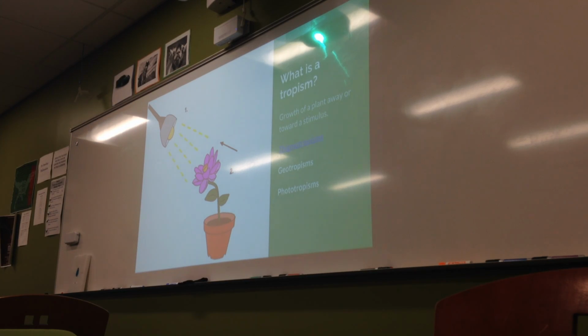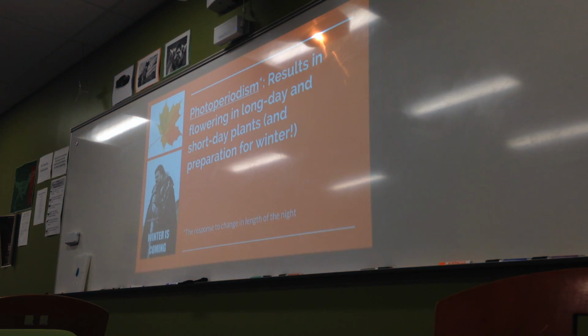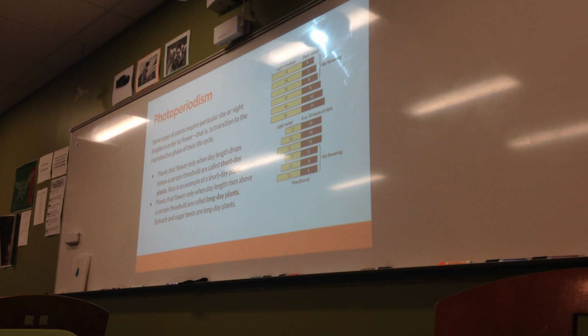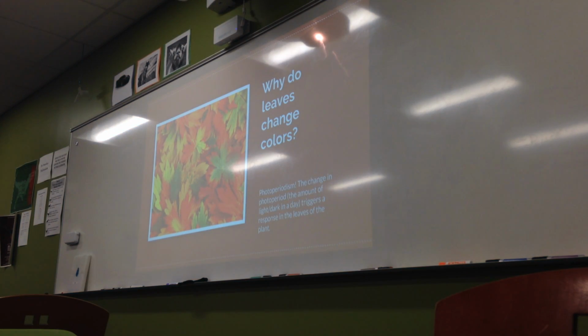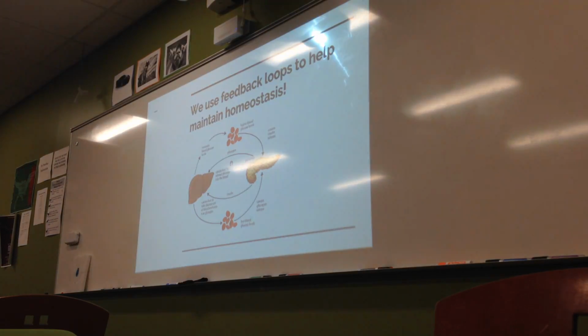A tropism is a growth of a plant away or towards a stimulus. We talk a lot about phototropism, but there's other tropisms as well. Photoperiodism, we have flowering in long day and short day plants in preparation for winter. This is a response and change of length of the night. We have photoperiodism, again, that we have flowering controlled. We have long day and short day plants. Leaves change colors because of photoperiodism.